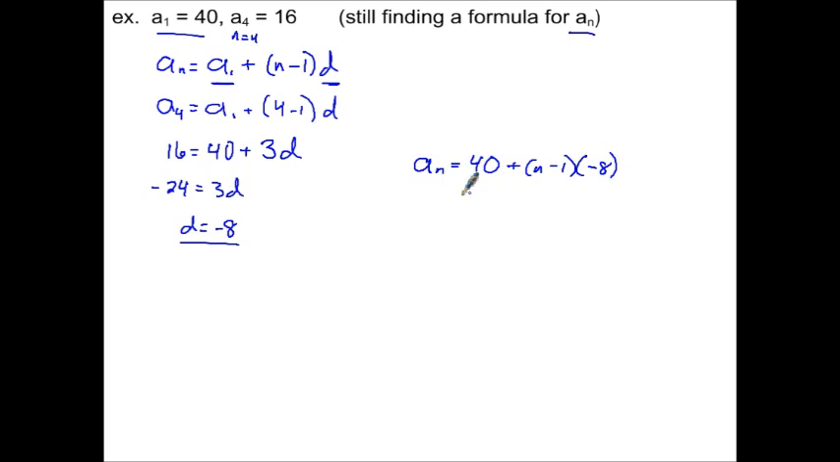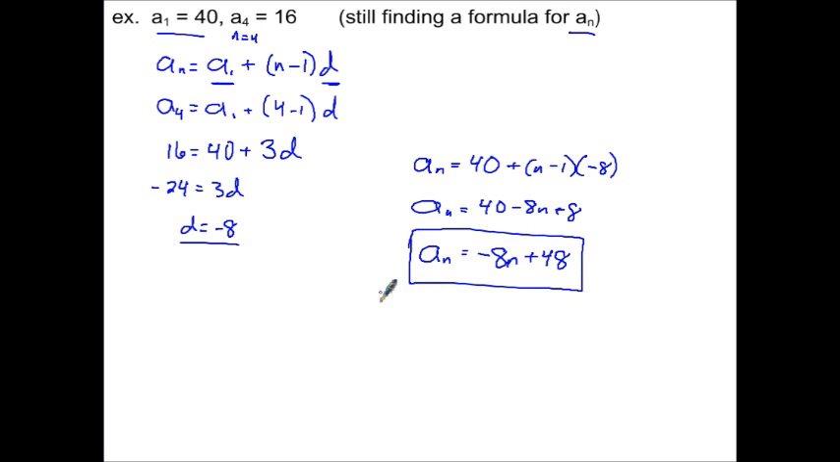Again, it's kind of nice to clean this mess up a little bit. So a sub n equals 40. Now be careful because you're distributing a negative, so actually this is a negative 8n and then a positive 8. So now my final a sub n, and realistically I don't care if you put the constant first or the variable first, but I kind of like the variable first. Negative 8n plus 48. There you go. And that would be your formula then.